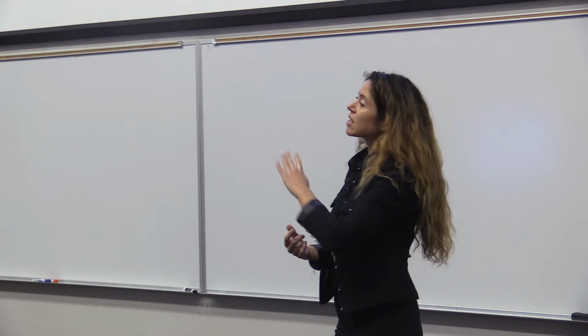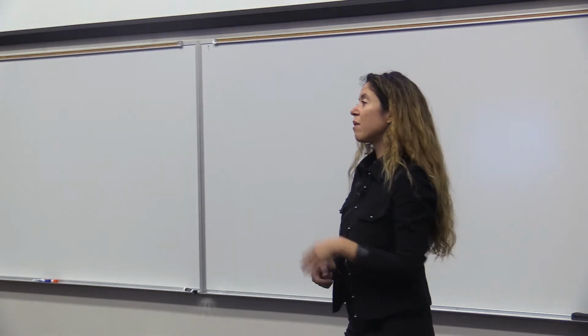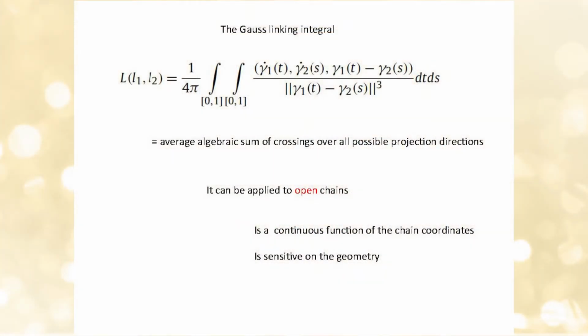So actually, it was first given by Gauss in his studies of electromagnetism. And it had the form of this double integral. What this double integral does is, as we said, you take a projection and you sum the crossings. But when you have open chains, this is no longer a topological invariant. If you choose another projection, it might give a different number of crossings.